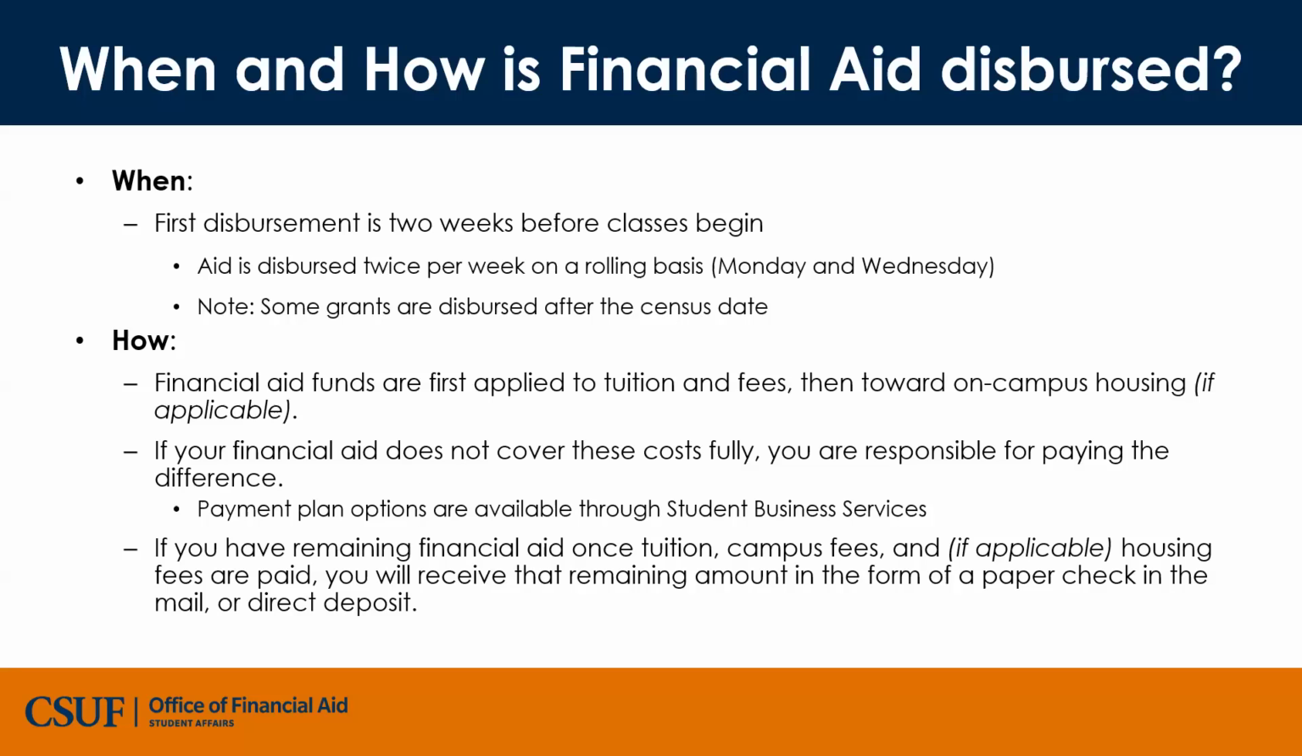Next, how financial aid is dispersed. Financial aid first goes to tuition and fees, then forward to on-campus housing if applicable. If your financial aid does not cover these costs, you are responsible for paying the difference. Payment options are available through Student Business Services. If you have remaining funds once tuition, campus fees, and if housing are paid, you will receive the remaining amount in the form of a paper check in the mail at the address you have on file or through direct deposit.